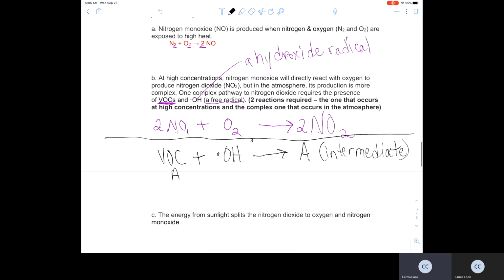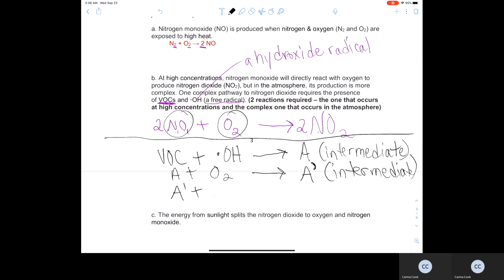And then that intermediate compound will then react with the oxygen. And that will form a second intermediate that we'll call A prime with the little quote symbol. And then that second intermediate is going to react with the NO. And then finally you get NO2. So that's the more complex steps of reactions that take place.